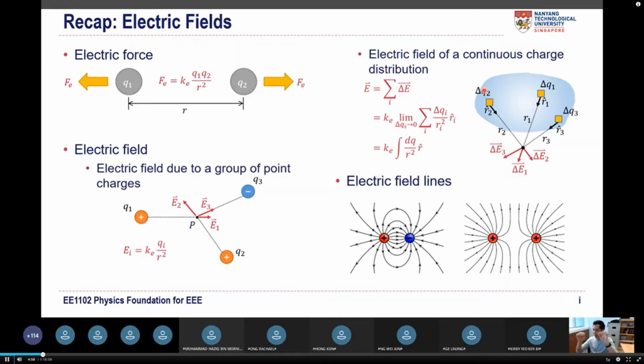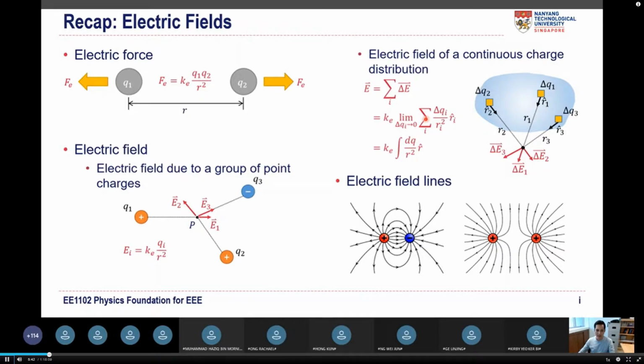The charge distribution can be over a length, which we call a line charge distribution. It could be over a surface, which we call a surface charge distribution, and it could also be over a volume, which is a volume charge distribution. Depending on whether the charge is distributed over length, surface or volume, the way you integrate would be different. If it is over length, you just do a one-dimensional integration, whereas if it is over an area or surface, it would be a two-dimensional surface integration. And it could also be a volume integration if the charge distribution is over a volume.